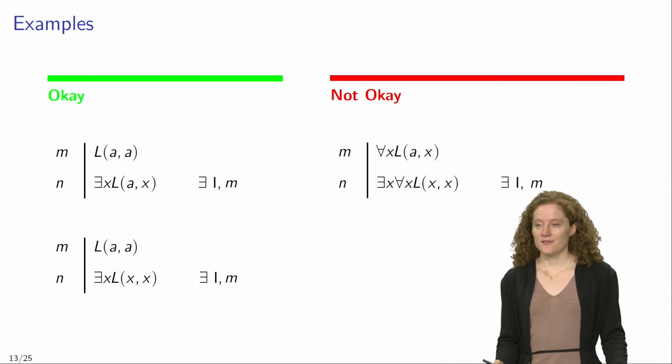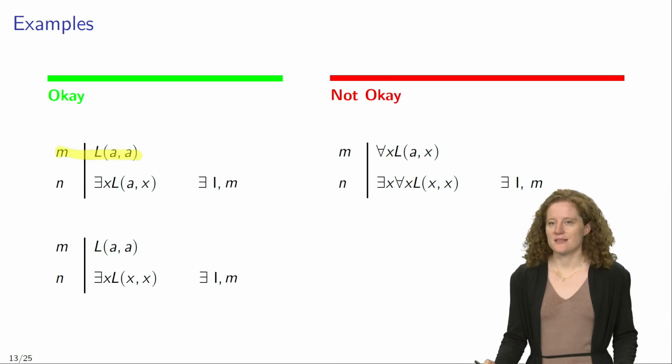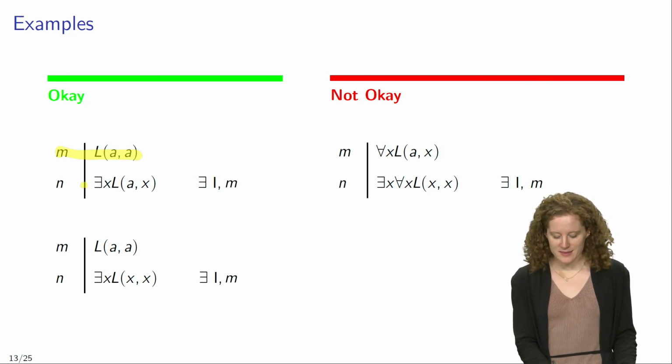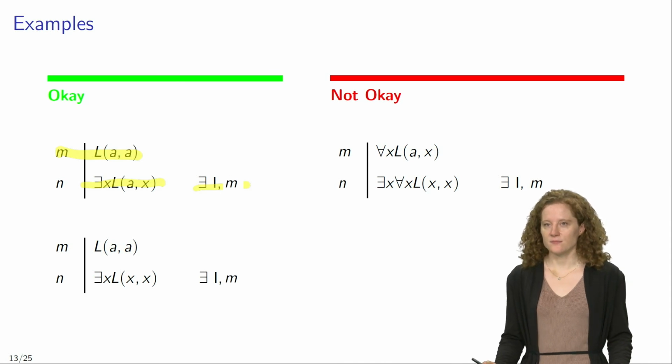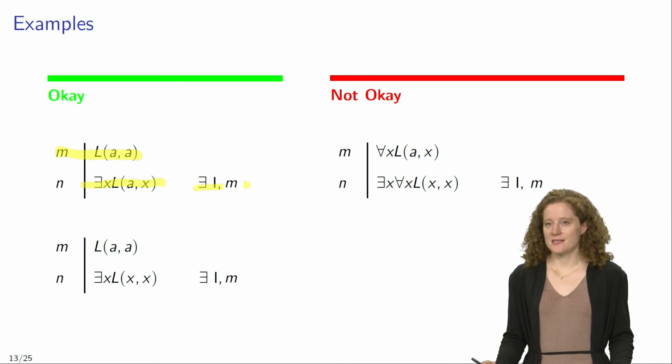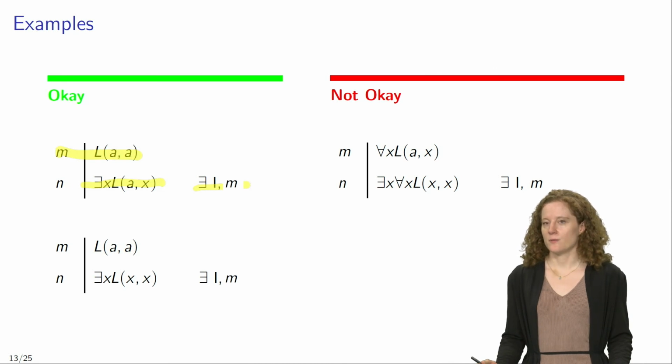First, in the top left corner, you see a correct application of the rule existential introduction. In line M, we have the sentence L(A,A), and you may then infer that there is an x such that L(A,x), and justify this inference by means of existential introduction applied to line M. And here you see that we have replaced the second occurrence of the name A by means of the variable x, and then prefixed the resulting open formula with the existential quantifier. So this is a good application of existential introduction.